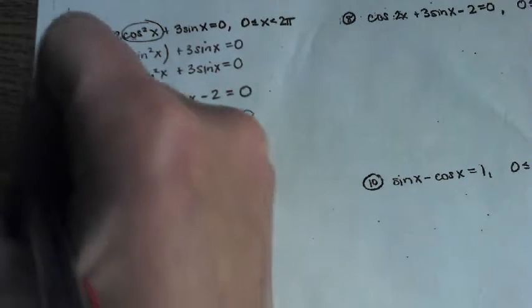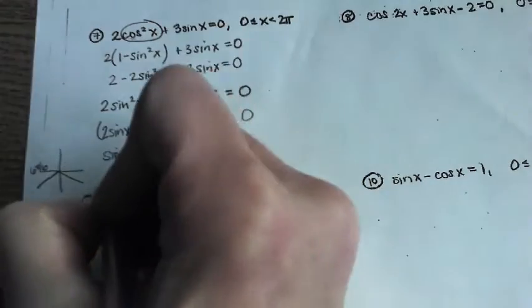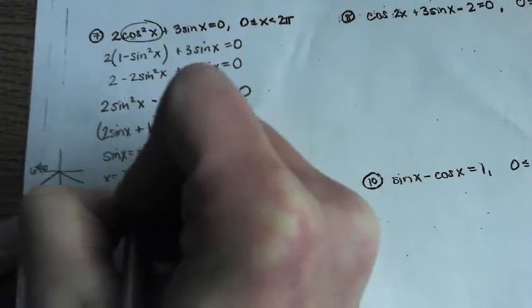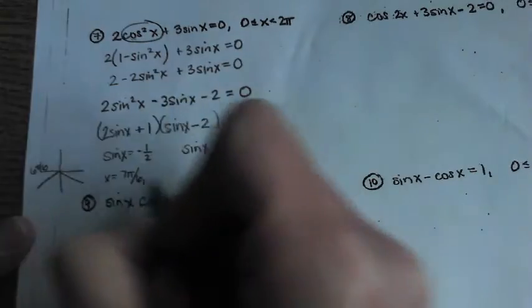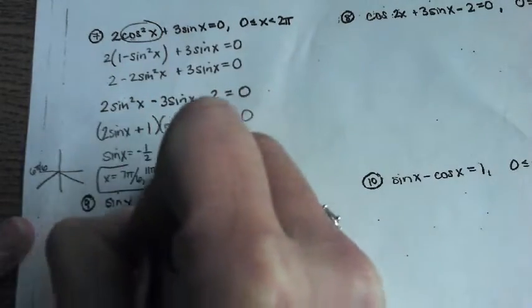Pi over 6. So I'm going to label this 6 pi over 6, right? Sine of pi over 6 is 1/2. So the third quadrant angle is 7 pi over 6. And the fourth quadrant angle is 11 pi over 6. So there are 2 solutions.